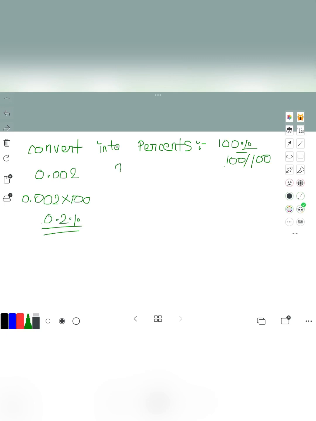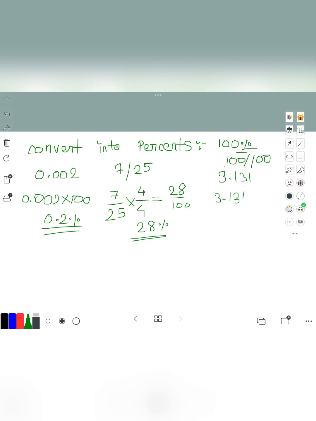Fine. Moving further to the next question, we see 7 by 25. How will we convert this fraction? We have to convert the fraction to percent. The denominator is 25, and we have to make the denominator 100, because percentage is represented as out of 100. So we divide 100 by 25 and get 4, and we multiply 4 into both the denominator and numerator, and we get 28 by 100, which is equal to 28%. It can be written in both forms, right?